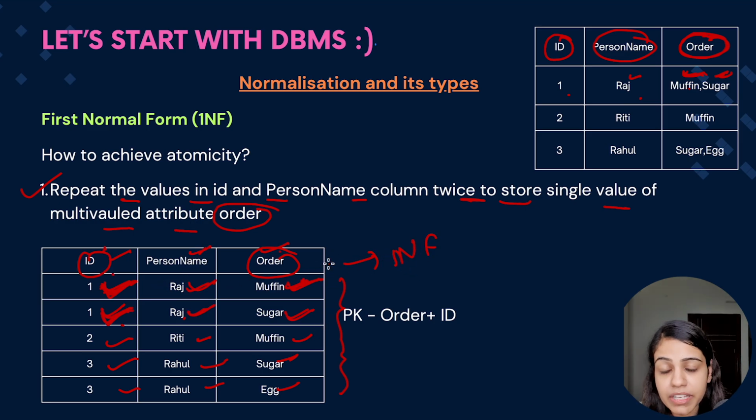Now what would be the primary key in this table? Here you can see that for a given ID, the person name is getting repeated twice. For 1 there is Raj, again for 1 there is Raj. So we can't say ID and person name would be a primary key. Let's see if ID and order can be a primary key or not. Here there is ID 1 and the order is muffin. Here there is ID 1 and the order name is sugar. So there is no repetition, and we can say that ID and order combined act as a primary key for this table.